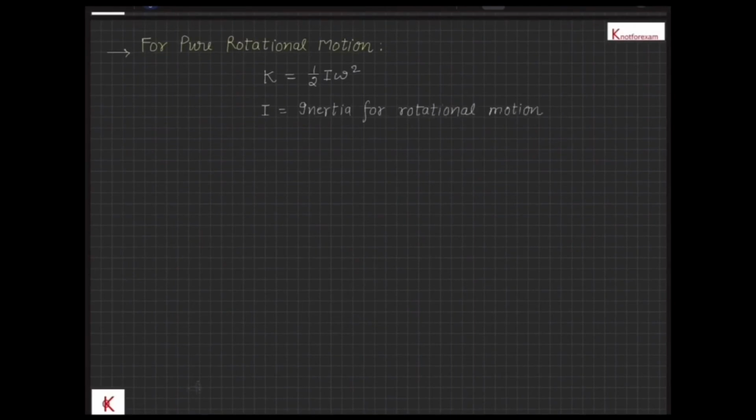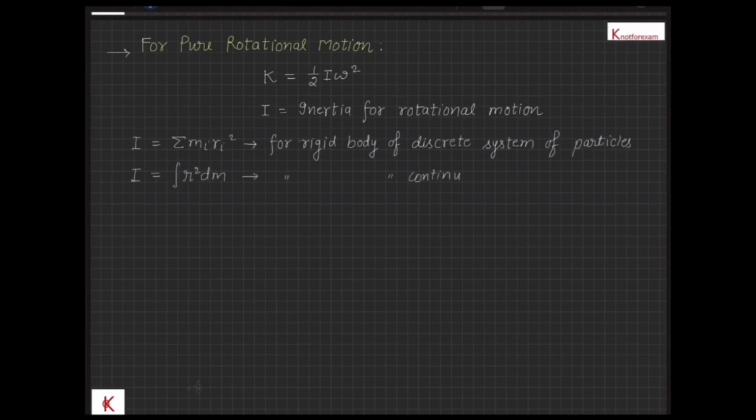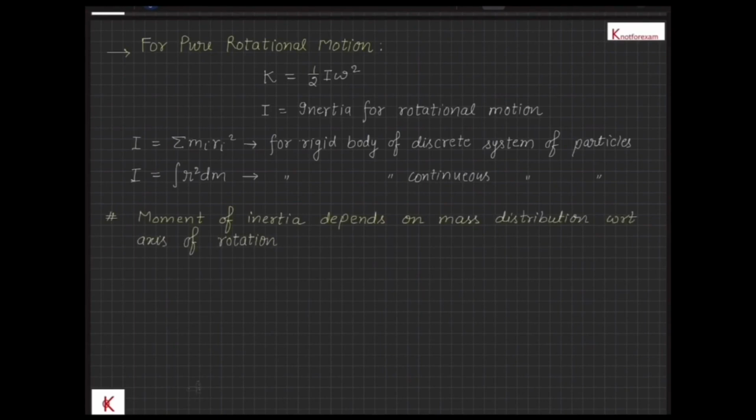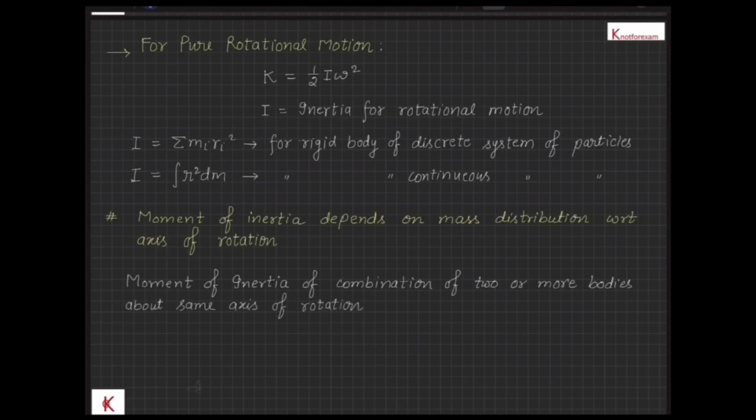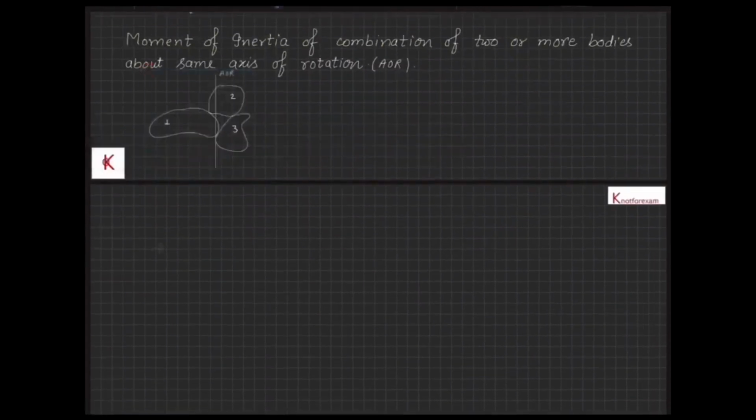Here the term I is analogous to inertia for translation motion, and it is the inertia for rotational motion, which can be calculated as I is equal to sigma of mi ri square for a rigid body of a discrete system of particles, and I is equal to the integration of r square dm for a rigid body of a continuous system of particles. Also, it is important to appreciate that moment of inertia depends on mass distribution with respect to the axis of rotation. And to find the moment of inertia of a combination of two or more bodies about the same axis of rotation, we can use the property of integration.